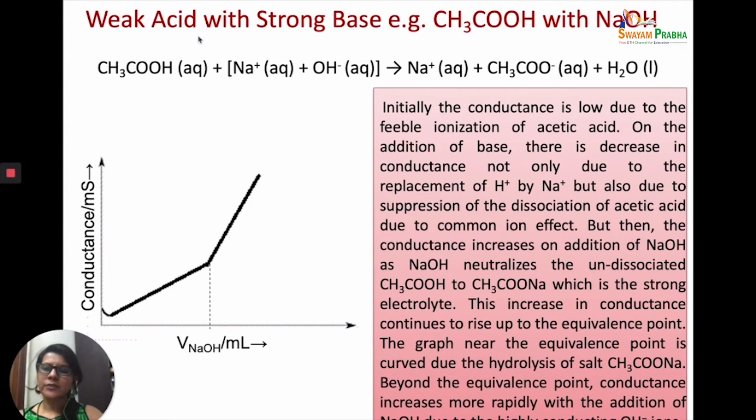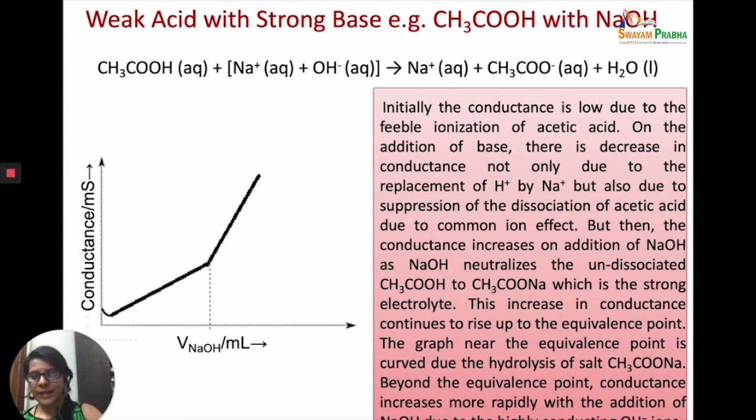Now let's look at weak acid with strong base titration using the example of acetic acid with NaOH. Because acetic acid is a weak acid, what you see is that initially the conductance value is very, very low. This is due to the feeble ionization of acetic acid. What was happening in the case of HCl? You had a very high conductance value. But in the case of weak acid, it is very low. Why? Because acetic acid is feebly ionized.